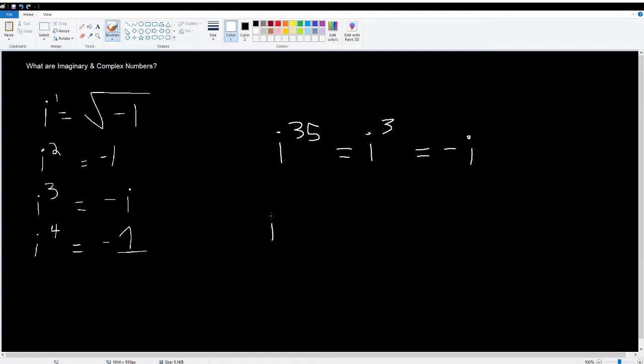Let's do another example. If I have i to the 64, if I look at the exponent, which is 64, and divide by 4, I get 16. So that means 4 goes into 64 perfectly, which means the remainder is actually 0. So when the remainder is 0, that basically means this is the same thing as i to the 4. Okay? So in other words, this is equal to 1. All right?